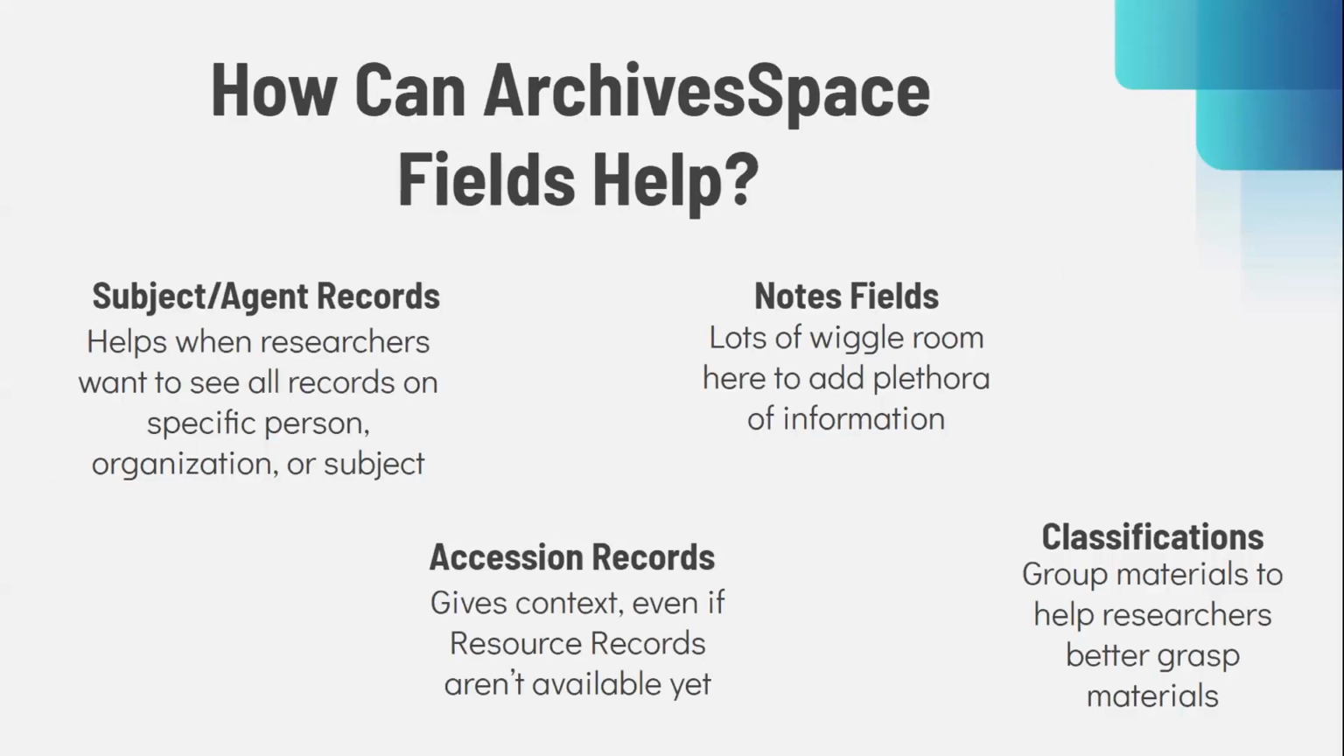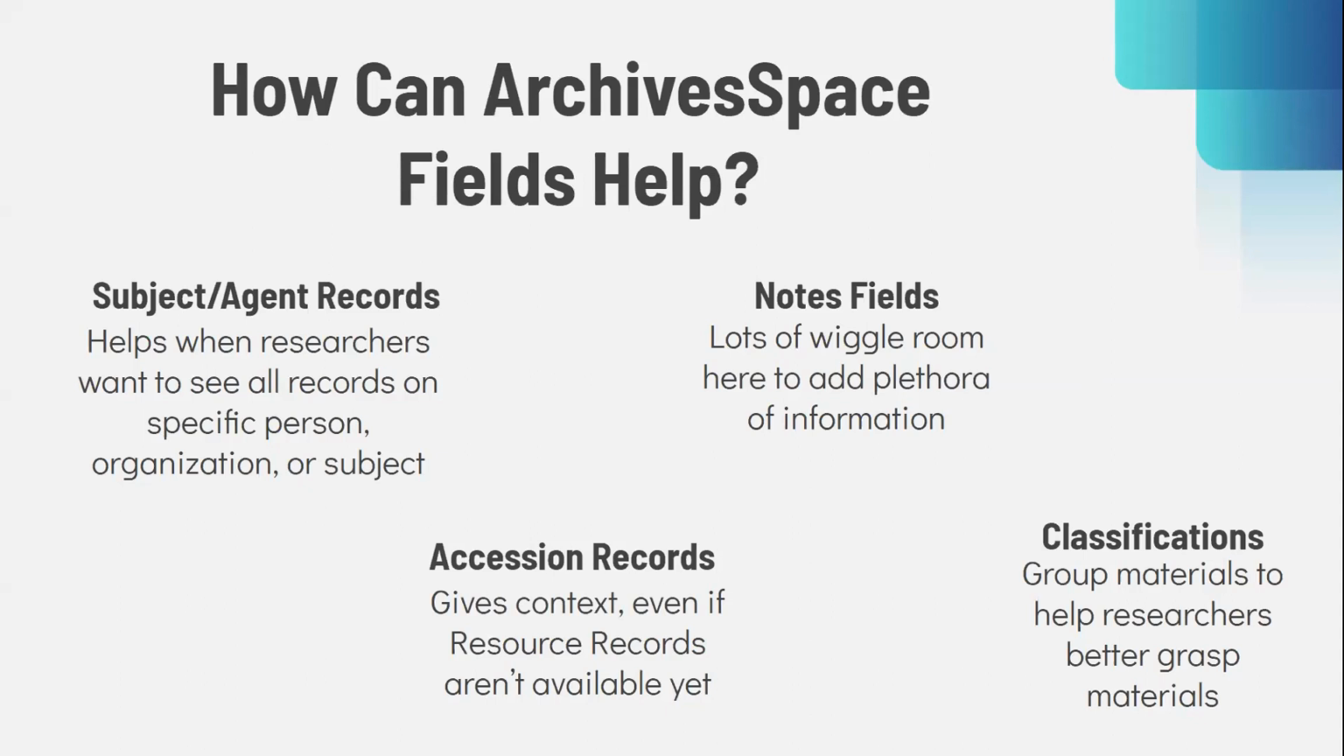So we want to talk a little bit about what fields in ArchivesSpace can help. So subject and agent records are a great way for researchers to search across your entire archives for a specific person, institution, or topic. ArchivesSpace lets us use several different standards like the Library of Congress or the Getty Thesaurus. But you can also create a local terminology, which might help if you're working with papers of underserved populations or something that's quite unique to your institution.